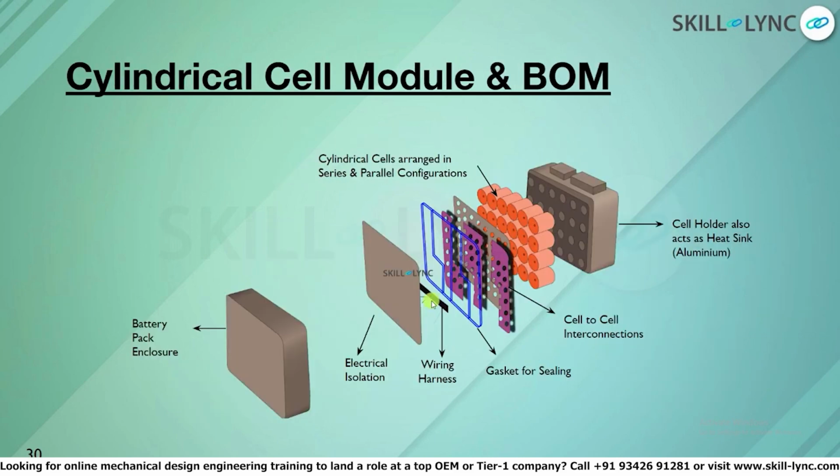Now we see the exploded view. In an exploded view of a cylindrical cell module, we have a cell holder or a heat sink. Usually a heat sink is used so that when the cells go inside, all the heat is extracted well. So you have cells going into the heat sink, and then you have cell to cell interconnection. These are the nickel bus bars used, these pink ones.